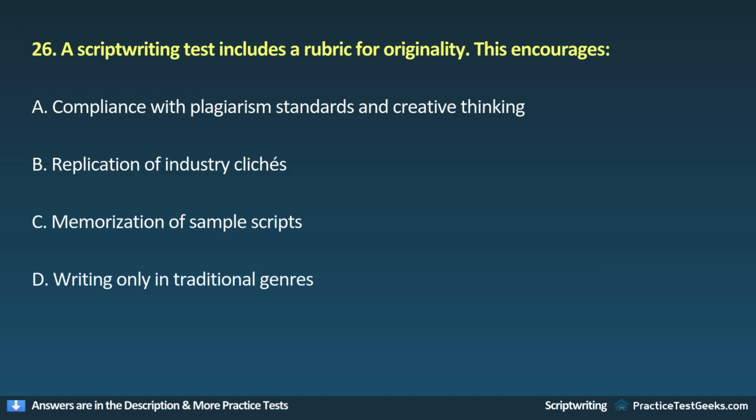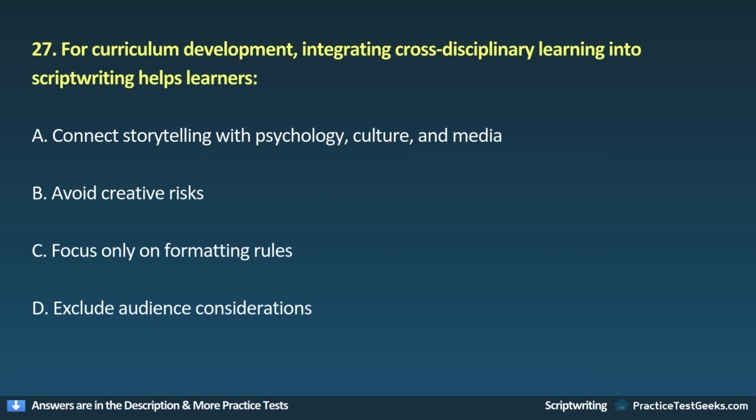26. A scriptwriting test includes a rubric for originality. This encourages: A. Compliance with plagiarism standards and creative thinking. B. Replication of industry cliches. C. Memorization of sample scripts. D. Writing only in traditional genres.